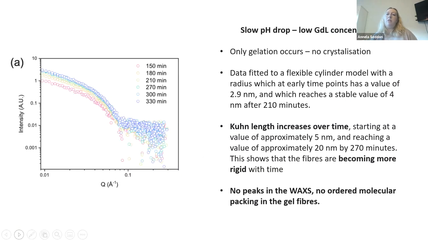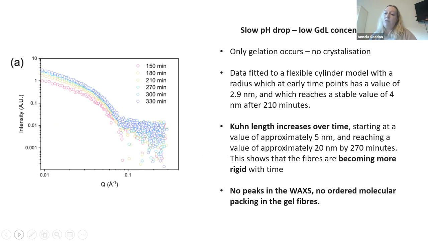The first thing we did was a very slow pH drop. If you do this, only gelation occurs. We were able to fit this to a flexible cylinder model, which reaches a steady state of about 4 nanometers in radius over about a 200 minute period. But the interesting thing is we can also pick out the flexibility of the cylinder from the scattering data.